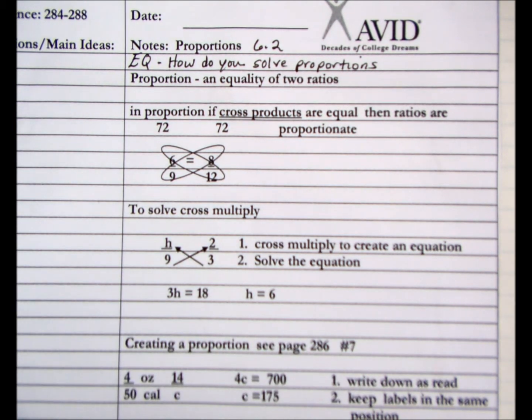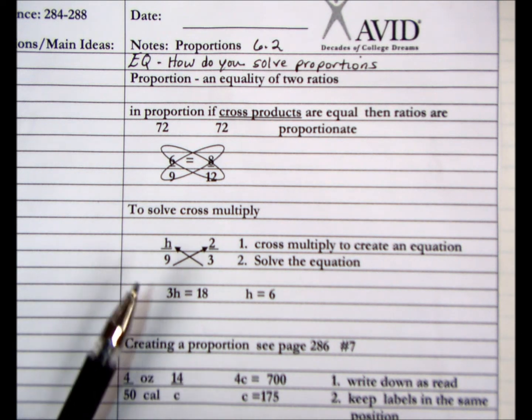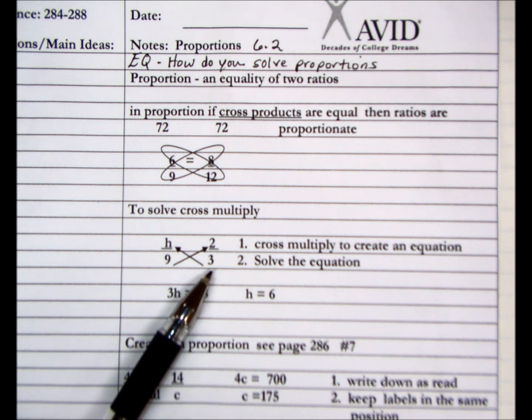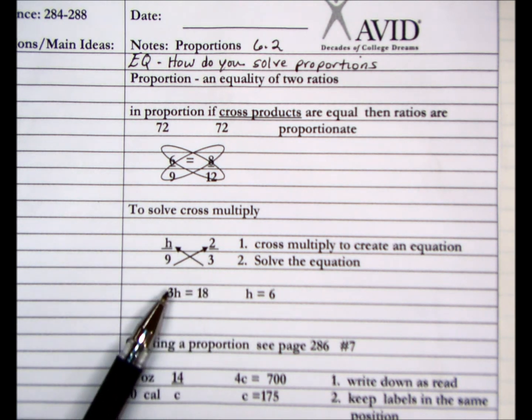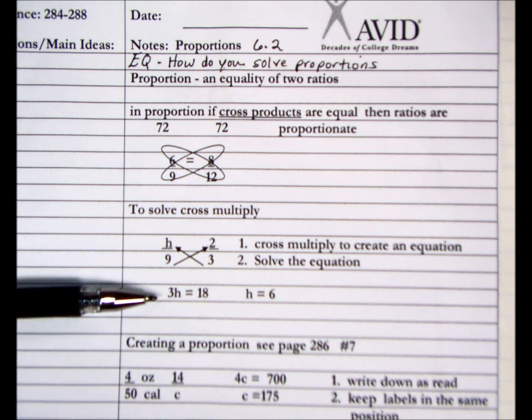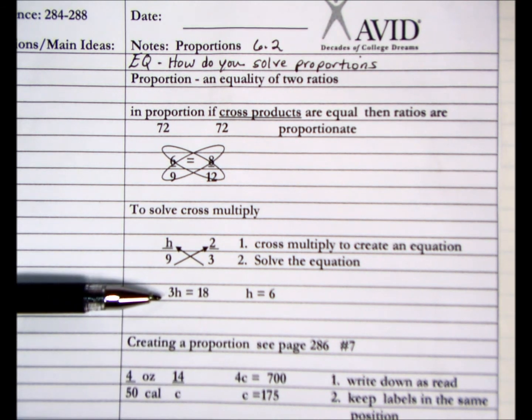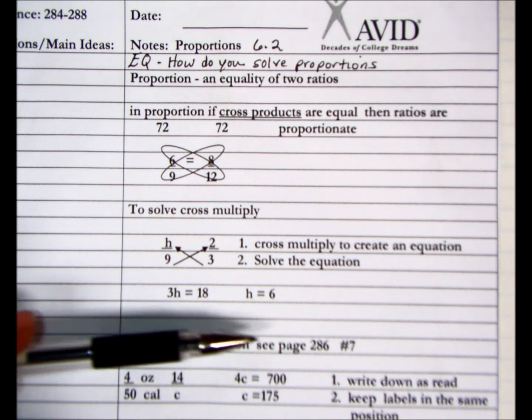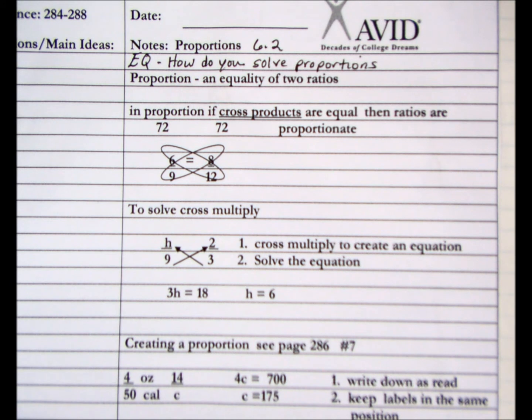Now, sometimes we'll get a proportion with a variable in it. And so to solve it, we have to use this proportion and set up an equation. So again, we're going to cross multiply. 3h is equal to 18. And then we would solve this equation. This equation, of course, is a multiplication equation. So we would divide both sides by 3, and we find out that h is equal to 6.